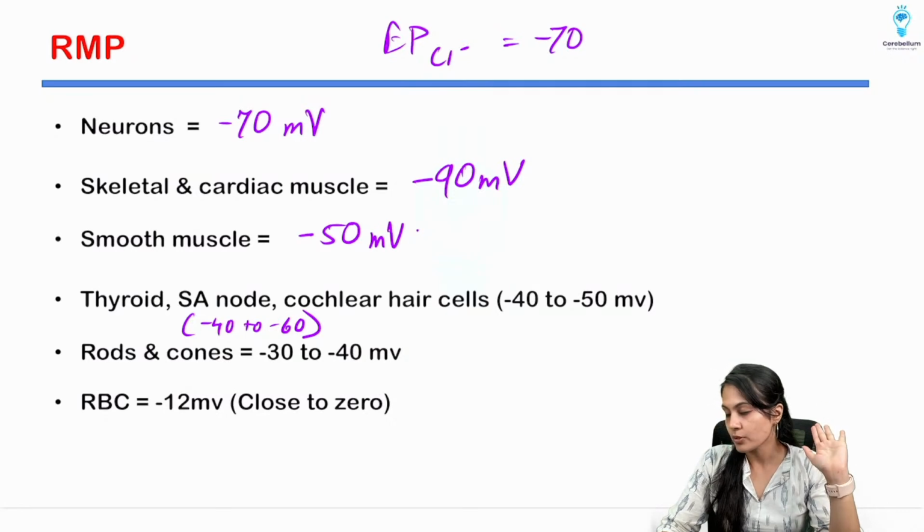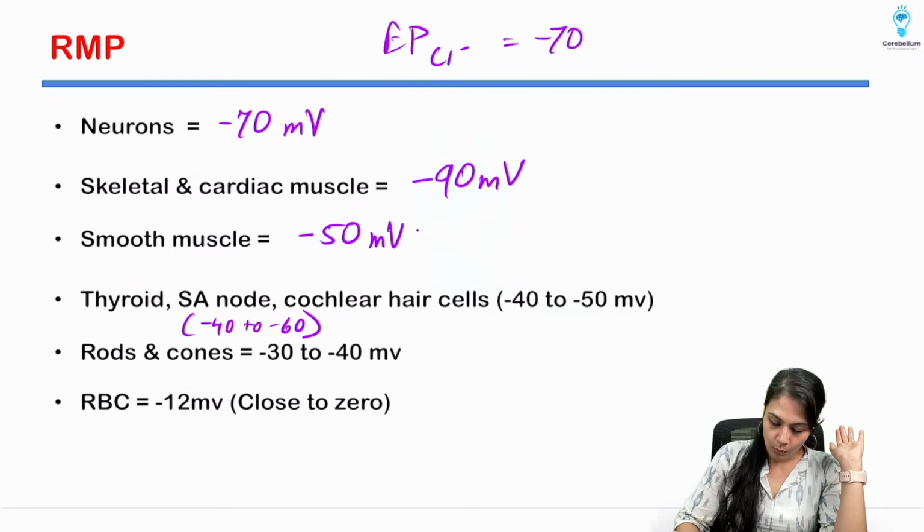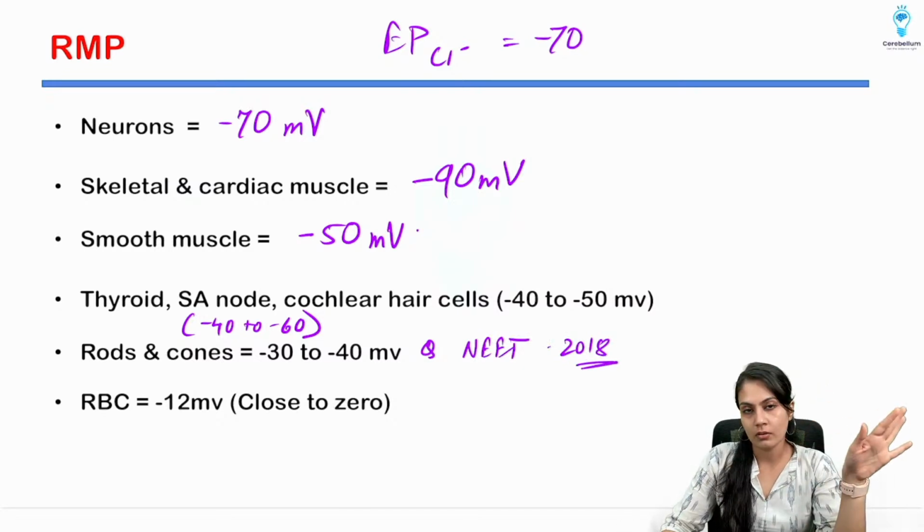Yes, Ritesh, you are absolutely right. What about rods and cones? Minus 30 to minus 40. This was asked only once in the NEET exam, that too a very old question, 2018 NEET. Otherwise, it is never asked or repeated, right?